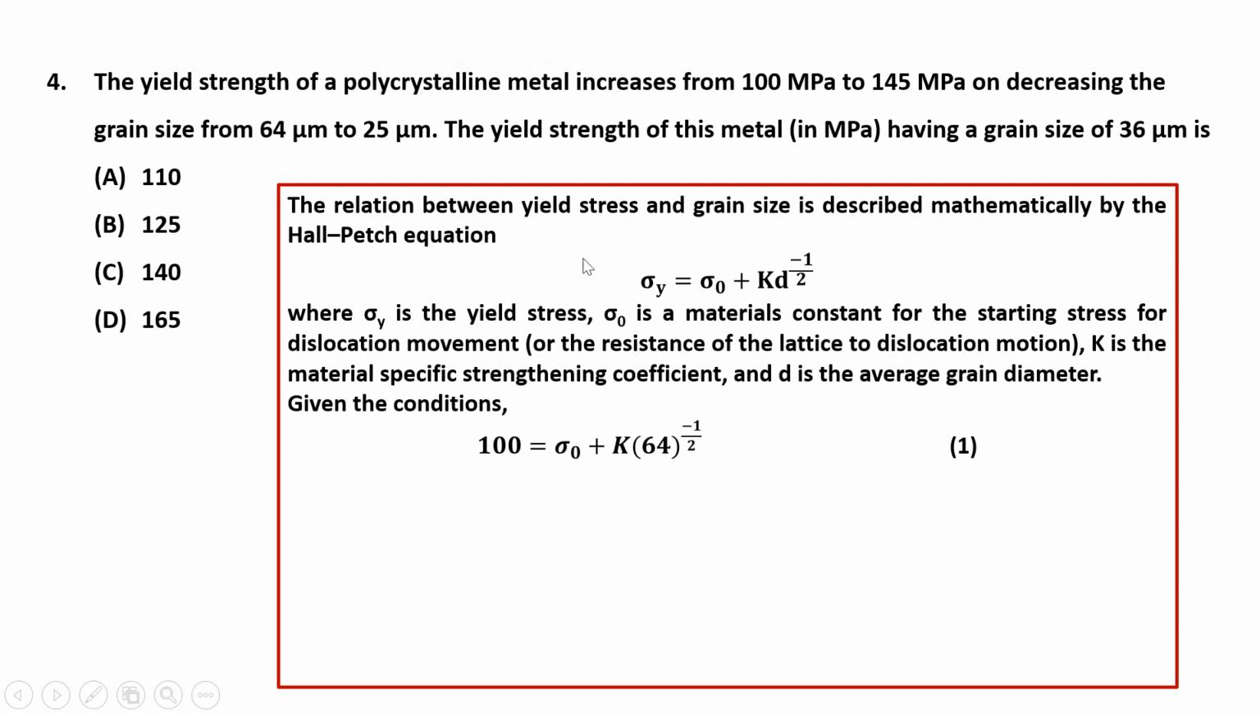Yield strength is sigma y, that is given to us. The diameter of the grain size is given, 64. So if we substitute in this particular equation, we will have 100 is equal to sigma 0 plus k, 64 power minus 1 by 2.